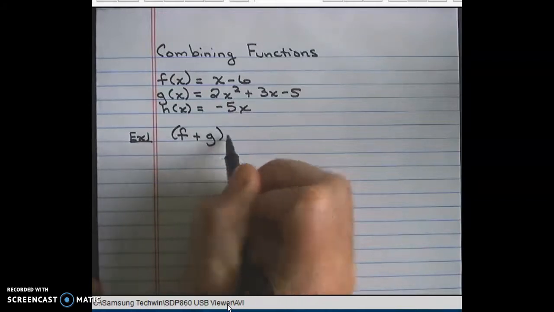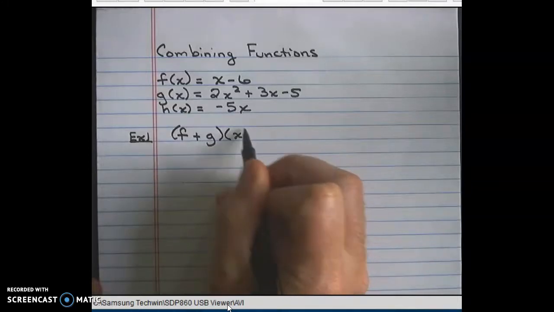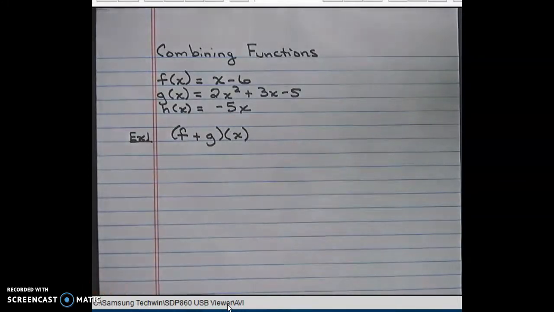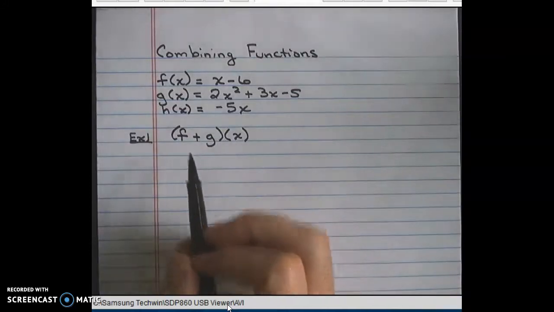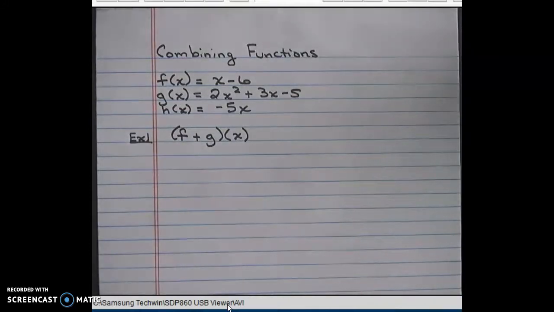In our work today you're going to be asked to do something like this, to find f plus g of x. This is basically asking us to combine the functions, the f function and the g function together through addition. You can combine functions through addition, subtraction, multiplication, division. There are lots of ways that we can combine functions. Today we're just going to combine functions through addition or subtraction. Tomorrow we'll look at how we can combine functions with multiplication.